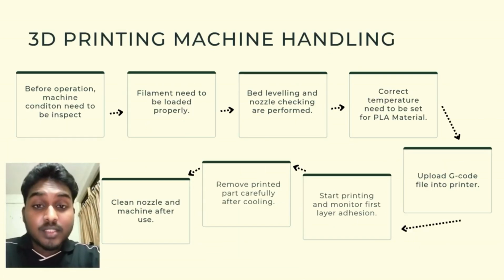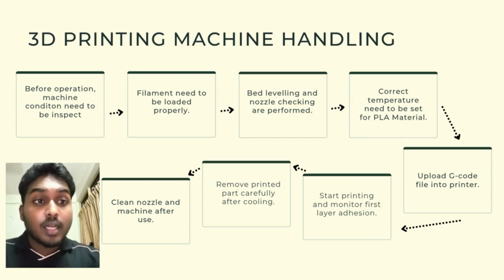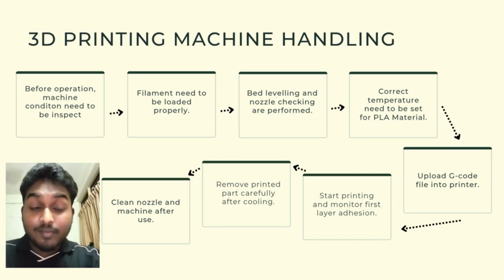So this is 3D printing machine handling. Before operating the machine, its condition needs to be inspected. Whatever machine we are going to use, we need to check the condition to make sure there is no error or accident. Next, the filament needs to be loaded properly. What they're trying to say is insert the filament correctly so it can flow smoothly without any blockage during printing, so there won't be any issue during the printing.